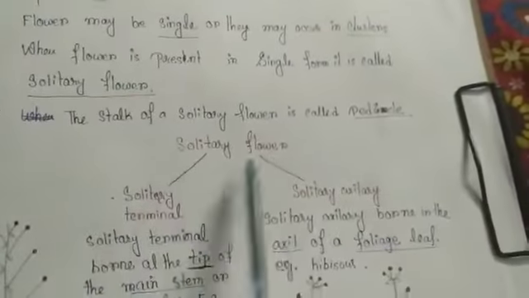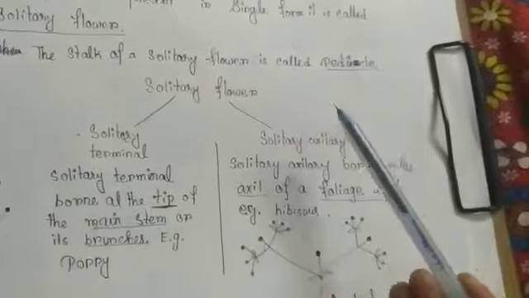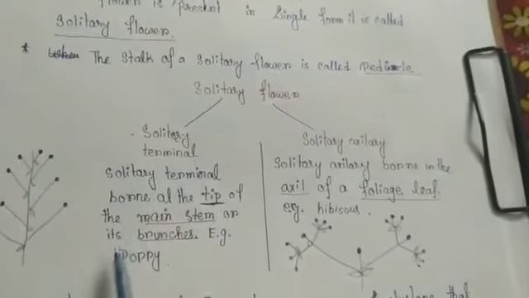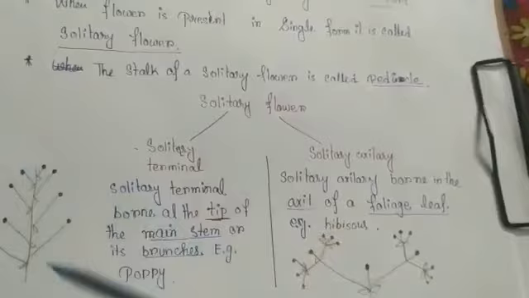Now the solitary flower is divided into two halves. The first one is solitary terminal, the second one is solitary axillary. What is the meaning of solitary terminal? Where it is at the tip of the main stem.